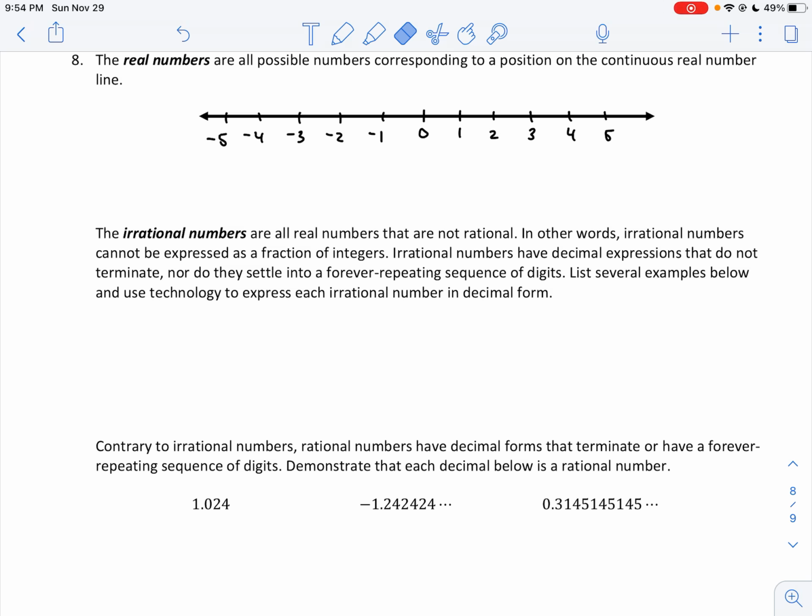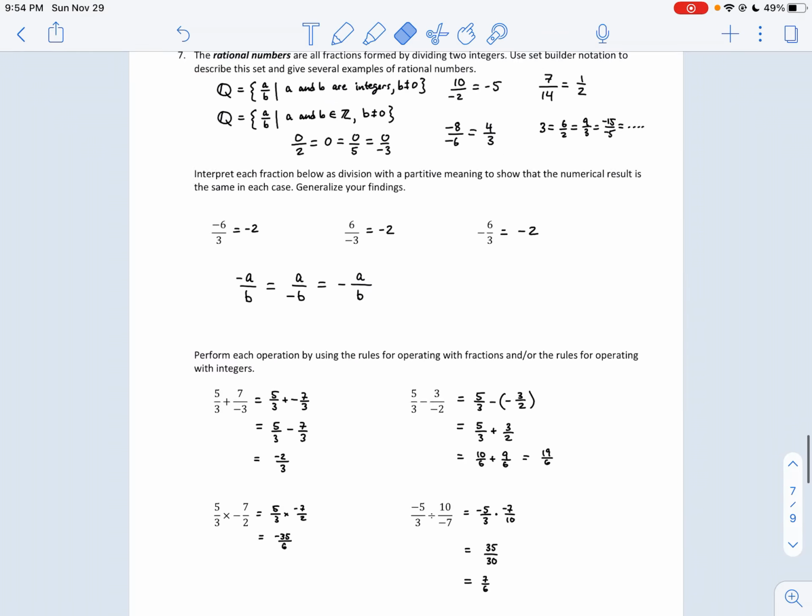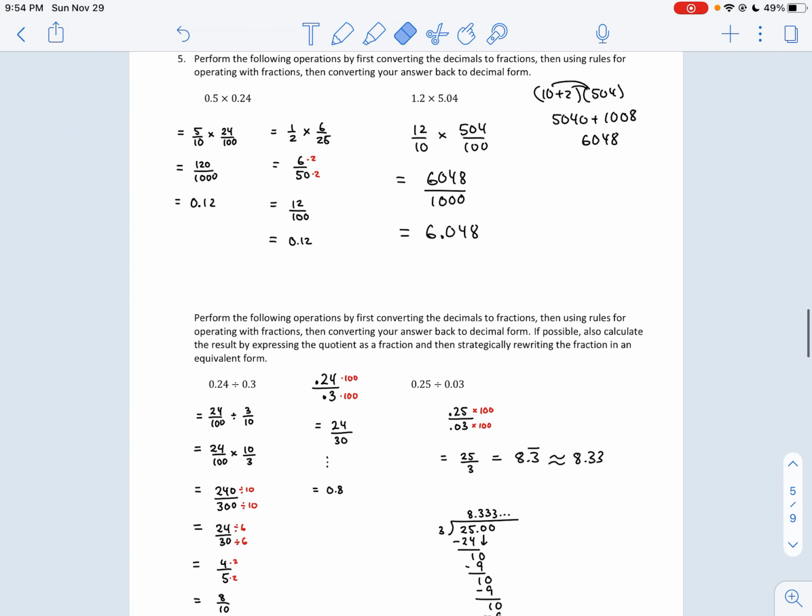Now, by just the term, irrational means not rational. So the irrational numbers are all real numbers that are not rational. In other words, irrational numbers cannot be expressed as a fraction of integers, because rational numbers can be. Irrational numbers have decimal expressions that do not terminate, nor do they settle into a forever repeating sequence of digits.